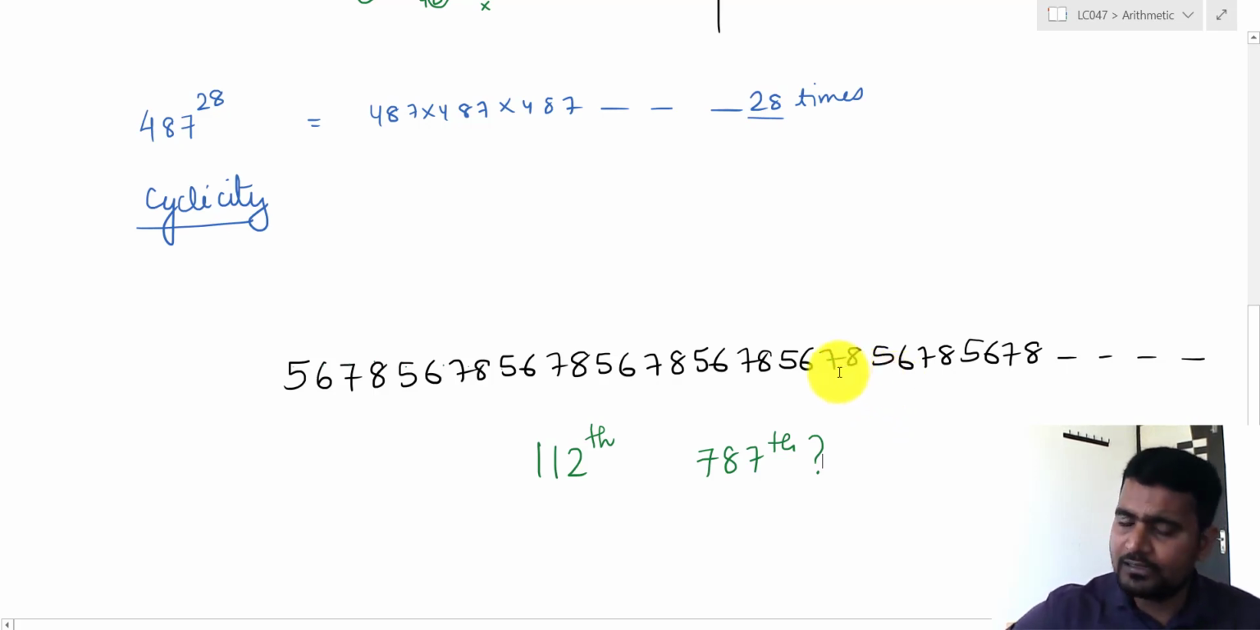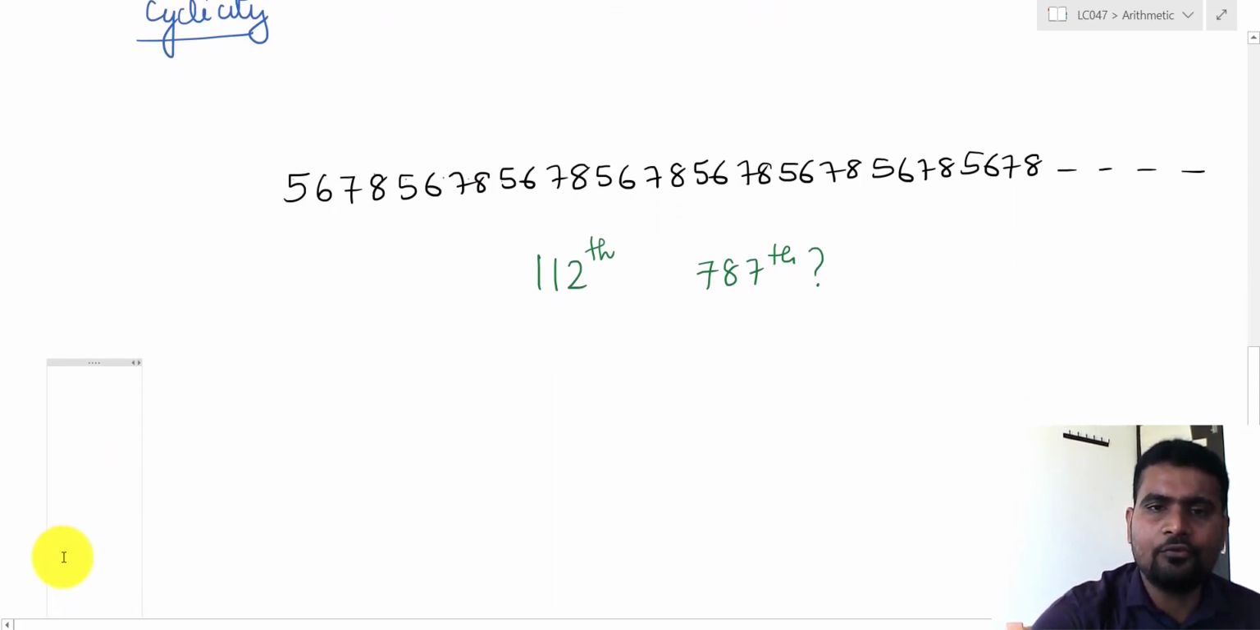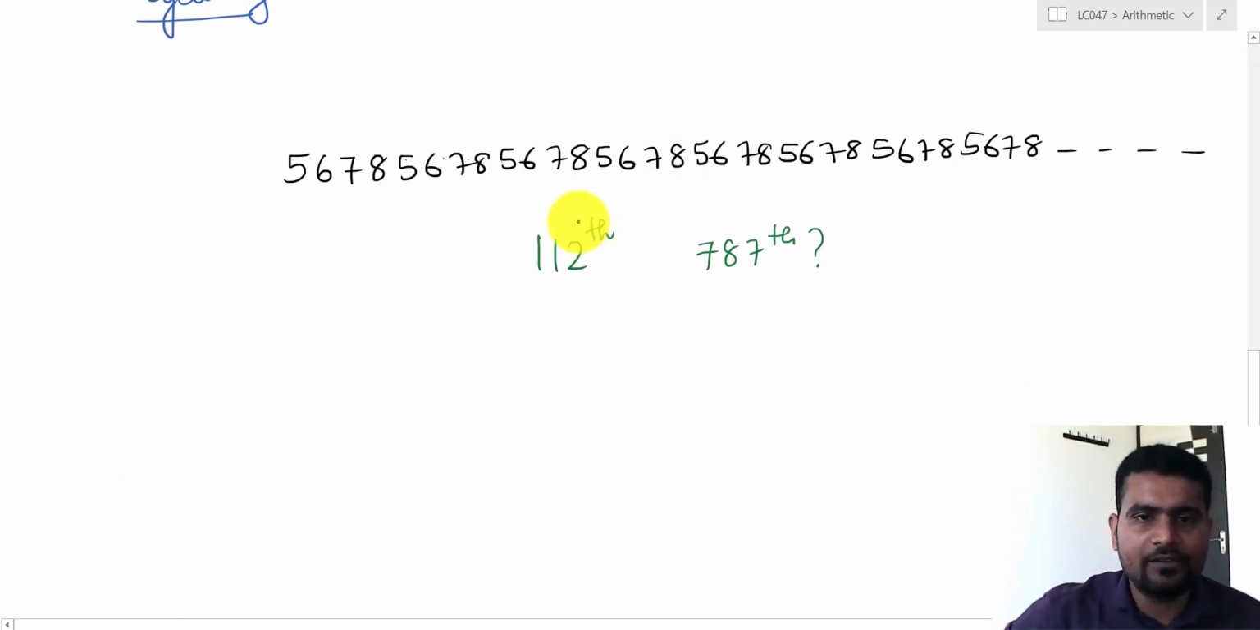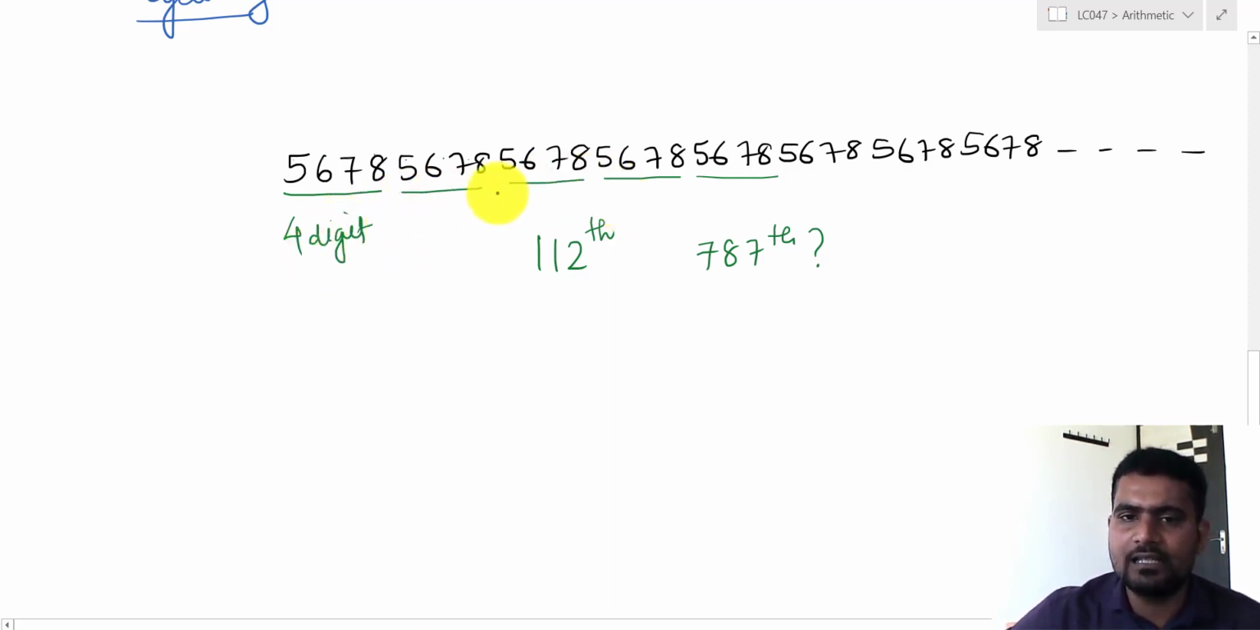So we got to know another thing from this series: after every 4 digits, if you look carefully, 5 6 7 8 5 6 7 8 5 6 7 8, the digits are getting repeated, right? After every 4 digits, the digits are getting repeated. If I ask what is the 11th term, I know 4 is the cyclicity.